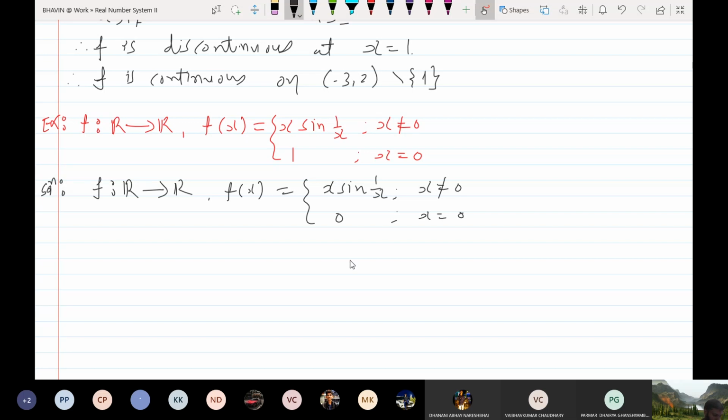So if your x is not equal to 0, then obviously the function is continuous. If x belongs to R minus 0, then what is f(x)? f(x) is x sine 1 by x. So now you can find out its derivative also. Therefore, it is continuous.